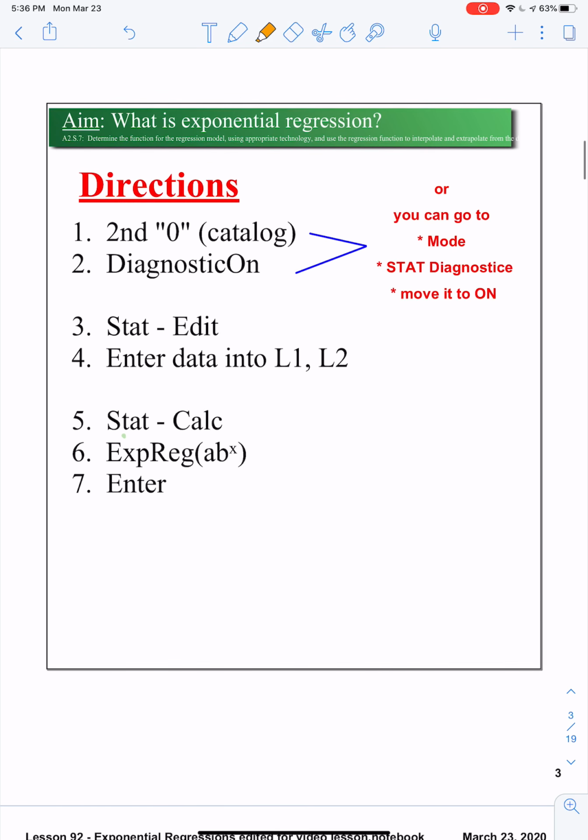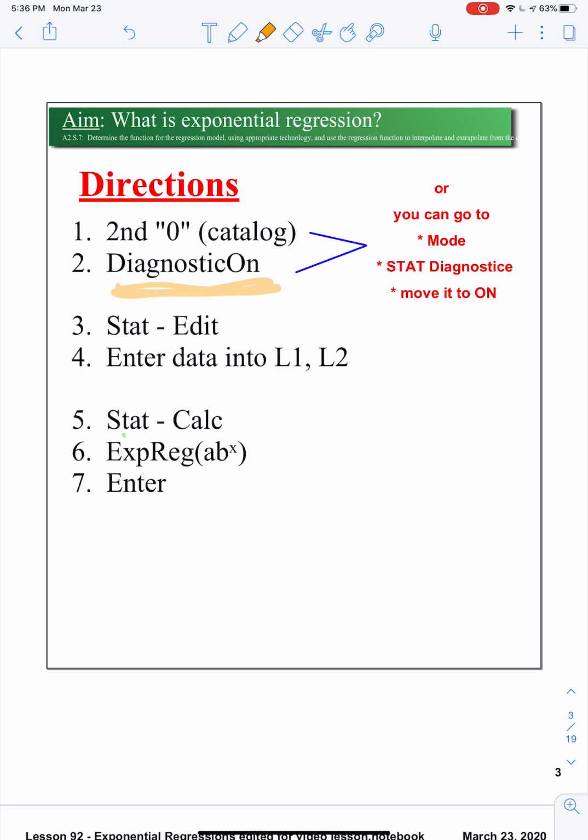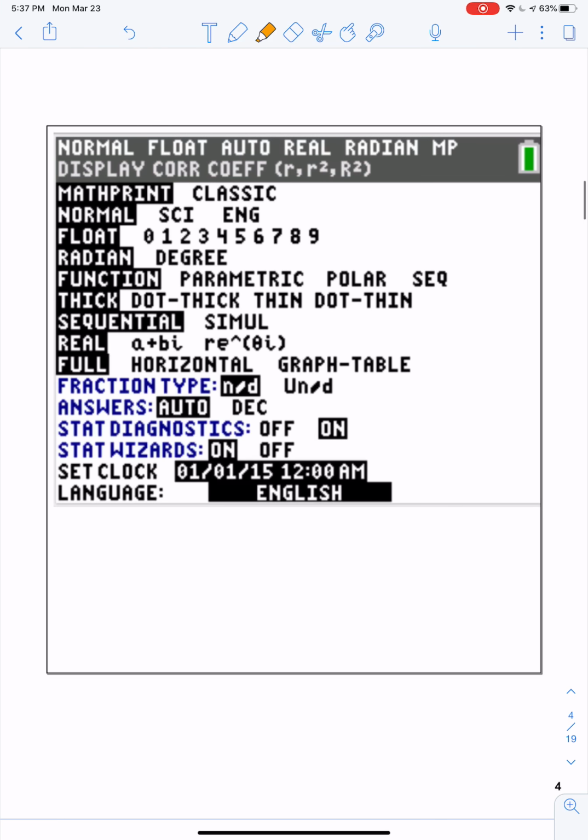Some of you, if you have your own calculator, this is already on, because it should be on from when we did linear regression. Typically it doesn't shut off unless you reset your calculator, okay? So you have two choices. You can go second 0, which is the catalog button, and you're going to put that diagnostic on. Or you can go to mode, then stat diagnostic, and then move it to on. What I mean by that is this is the screen. So you hit mode. This is the screen that comes up. You're going to come down to stat diagnostic right there and make sure it's on, hit enter, and then it's on, okay?